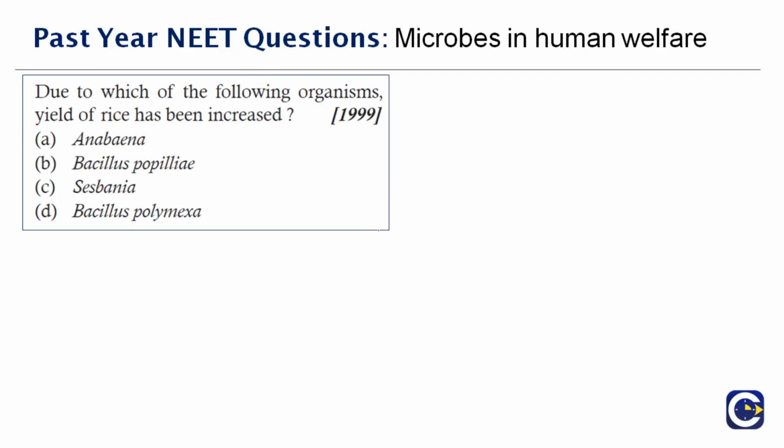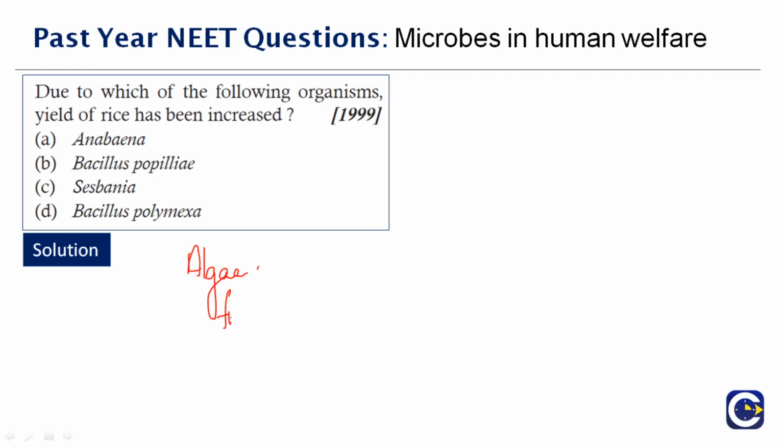Next question here. Due to which of the following organisms yield of rice has been increased? I think by now you have guessed the answer. Yes, the right answer is Anabaena, because just now we discussed in the 2 questions where we spoke about an aquatic fern which is highly used in rice fields as a biofertilizer, and about blue-green algae, where predominantly Anabaena comes under it. Anabaena is actually a boon to the plant kingdom. It's used as a biofertilizer, and it of course comes under the algae family.